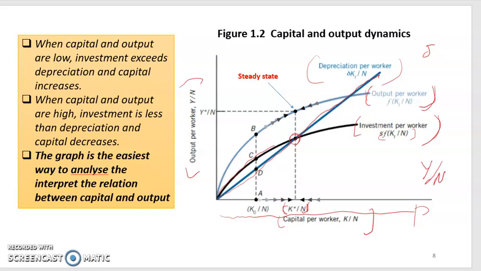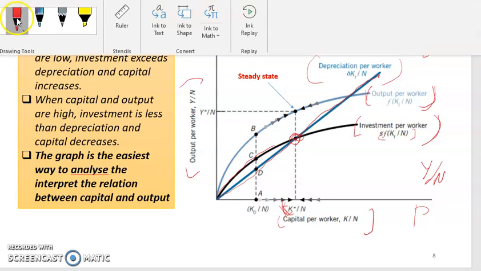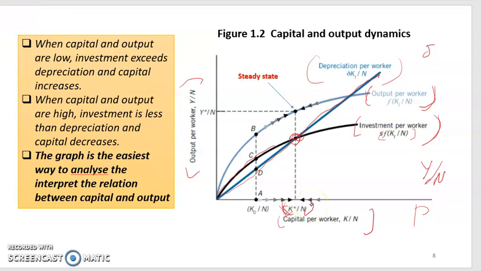So from any point below here, for as long as investment is greater than depreciation, you can keep increasing capital per worker. And to the right, depreciation exceeds investment, and capital per worker must decrease from any point above this point here, and this point is known as the steady state point, where depreciation is equal to investment.